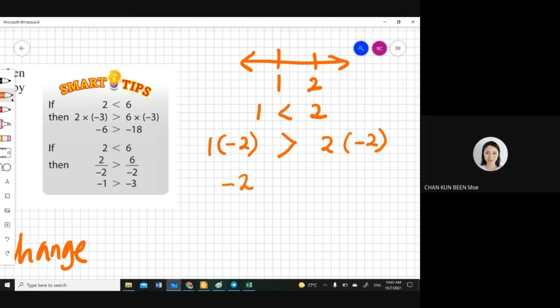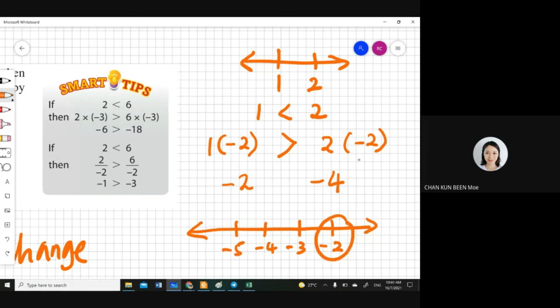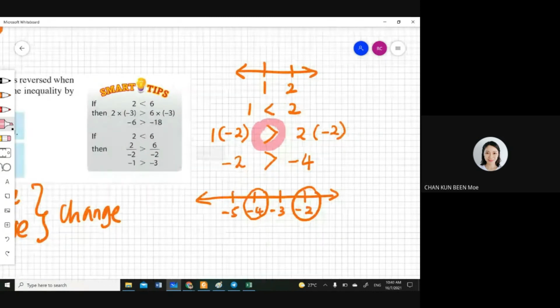What about 2 times negative 2? Negative 4. So if you compare on a number line here, this is negative 2, negative 3, negative 4, negative 5. So you can see negative 2 is greater than negative 4. Correct already, right? So you remember, whenever you multiply with a negative number, the symbol changes directly here. I'll give you another example for the division.